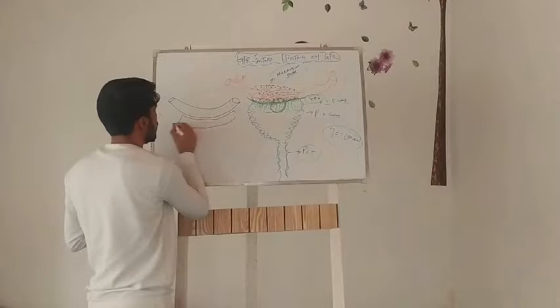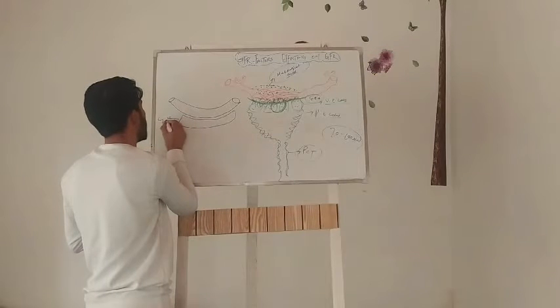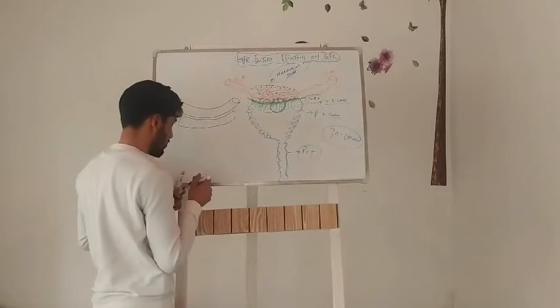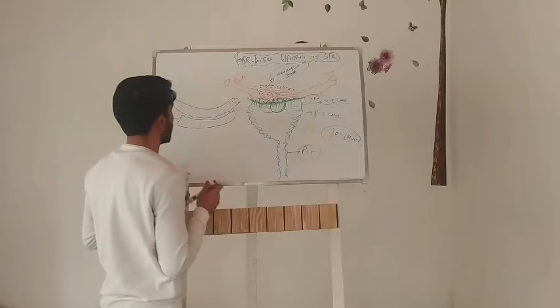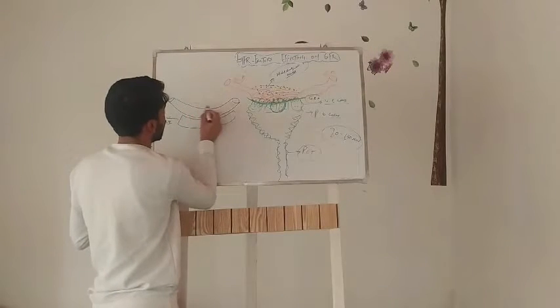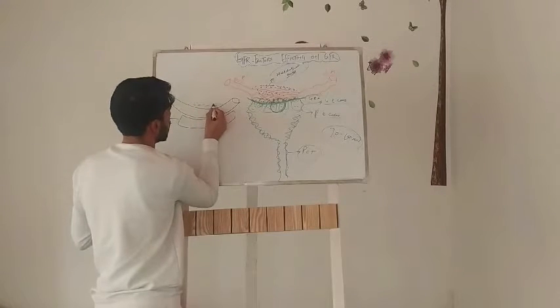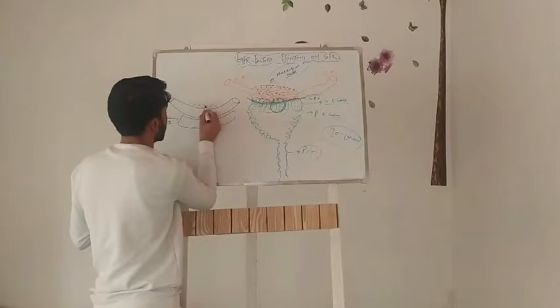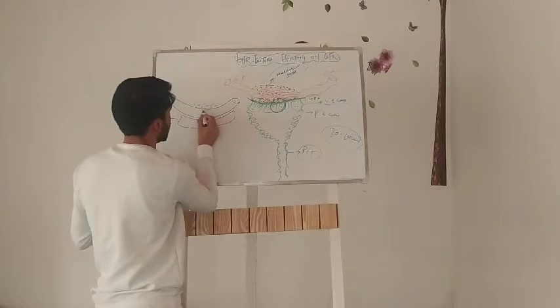This is the GBM, glomerular basement membrane. Okay, and here are present mesangial cells. There are also present mesangial cells.